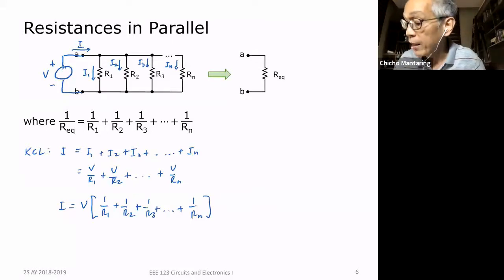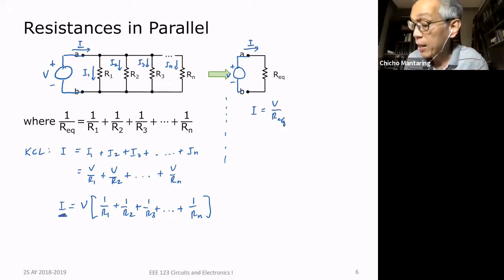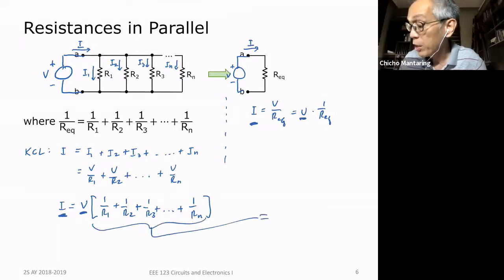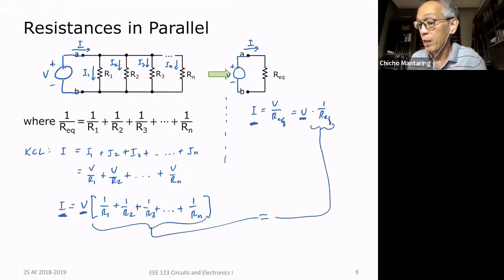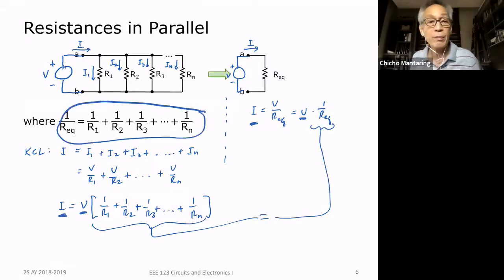Now let's look at the right side. I apply V. I should get the same I. Now for the right side, what is I? I is equal to V over R equivalent. This I is the same as this I, no? This V is the same as this V, and therefore this must be equal to this. And that is what I'm saying here. So those are resistances in parallel.